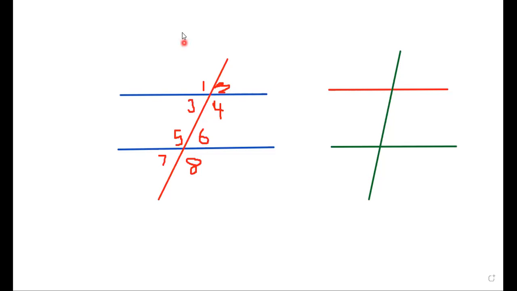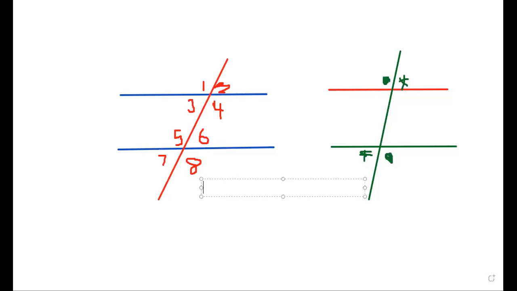Okay, then if I want to write them as numbers, it will be 1 and 8, 2 and 7. If I want to draw a figure, I can say that this angle with this angle is alternate exterior. And I also have another pair. Miss, they are equal in measure, huh? Yes, they should be equal in measure.